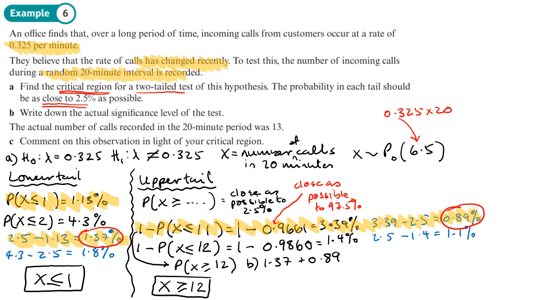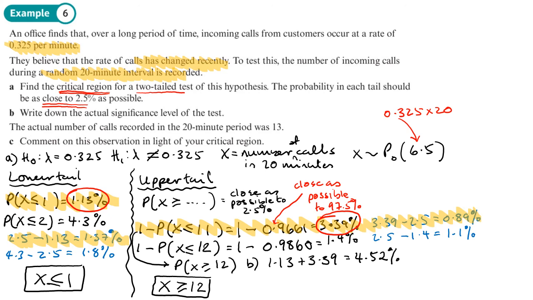Sorry, that's not right. That was how I worked out the difference, so let's get rid of that. What I actually meant to say was that we need to add these probabilities together. I've got too much highlighting, that's the problem. These are the ones I need to add together, the actual probabilities. So let's correct that. That will be 1.13 plus 3.39, and I get 4.52. So the actual significance level is 4.52%.